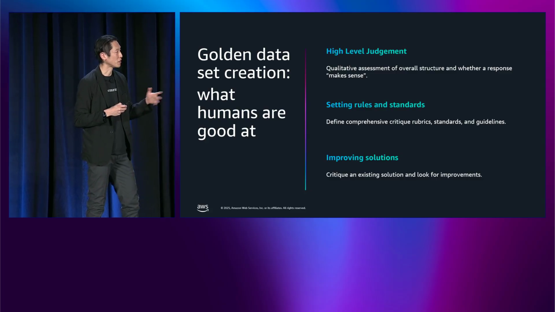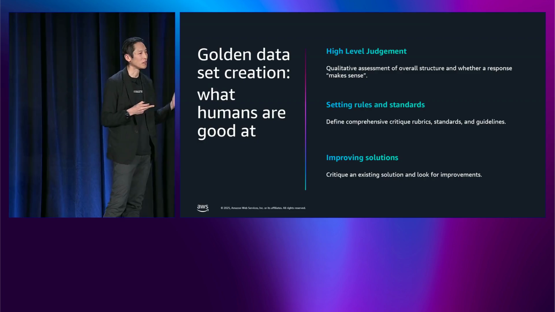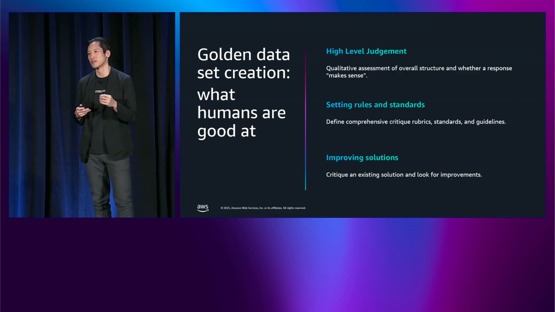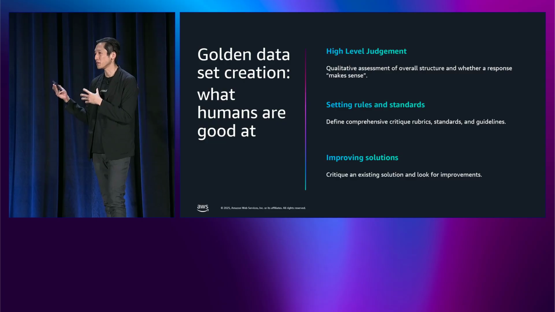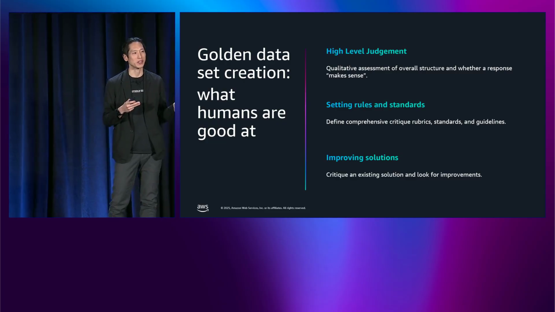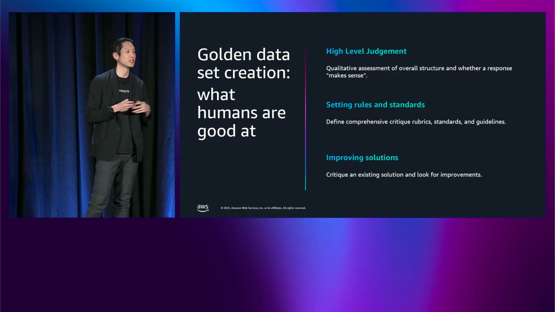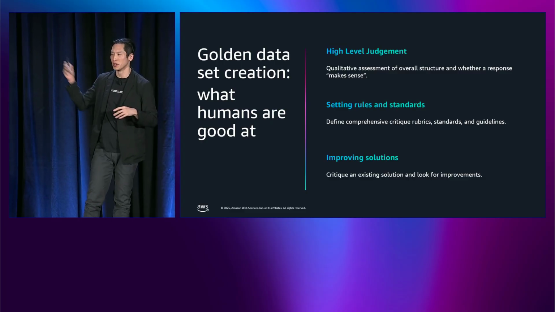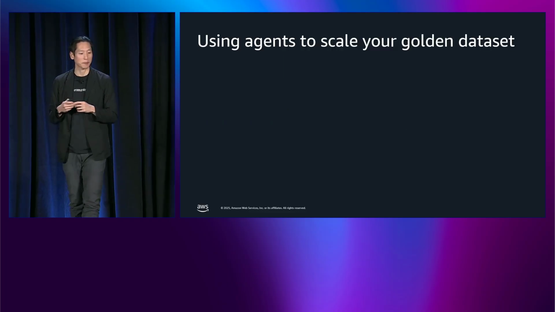So you see here, there are 3 things: high-level judgment, setting rules and standards through rubrics, and then looking for ways to improve solutions. So if there's a way that we can leverage the strength of humans and then delegate what we call the low-level tasks to agents, then we've got a pretty good solution to help us scale our golden data set from that 100 to the 200, 300 type of use cases. And now let's look at what that actually looks like.